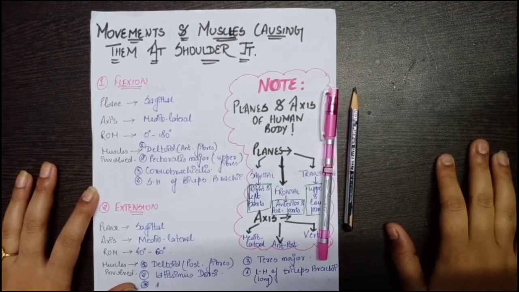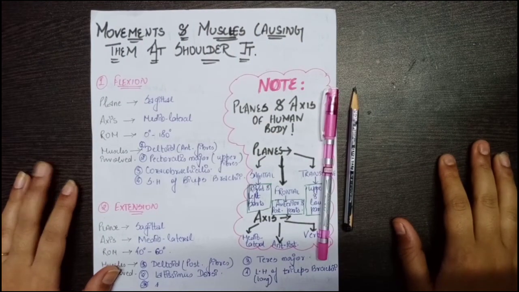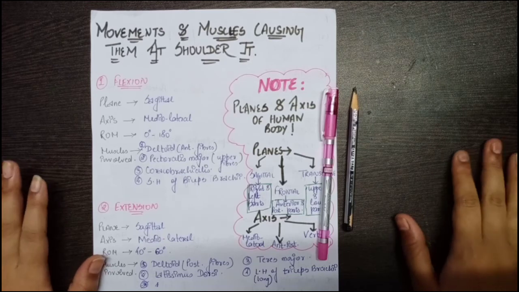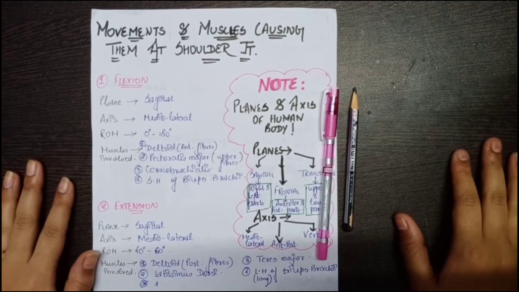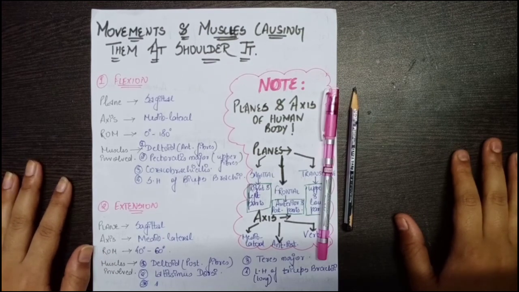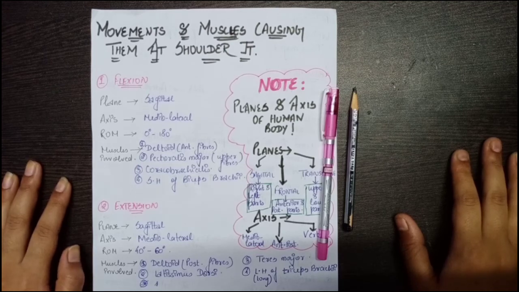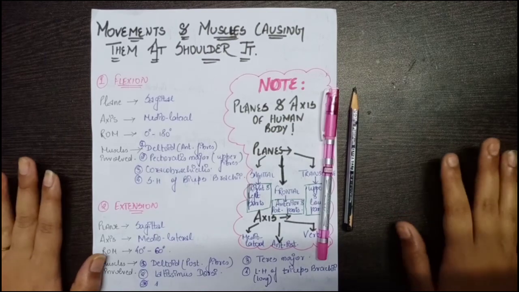So hey guys, this is all about your shoulder joint, and finally we have completed the shoulder joint series as well. In today's video, we talked about the movements of the shoulder joint and the muscles causing them. We also talked about the clinical anatomy, some pathologies and some clinical uses at the shoulder joint. And we are now done with the shoulder joint anatomy.